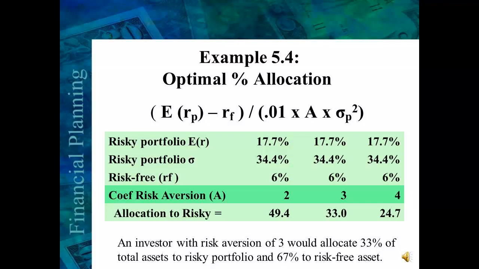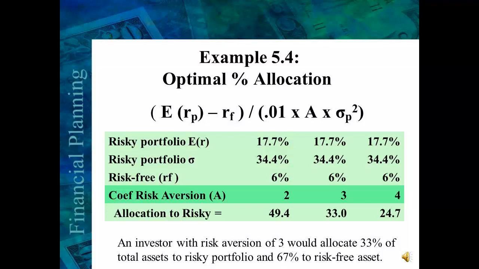In this example, the point of tangency between the capital asset line and the efficient frontier is the risky portfolio that has an expected return of 17.7% and a standard deviation of 34.4%. That is the risky portfolio for everyone. The risk-free rate is given as 6%. The utility function is the excess return, the expected return of the portfolio minus the risk-free rate, divided by the utility function, 0.01 times A times the variance of the portfolio. This is used to determine the allocation to the risky asset.